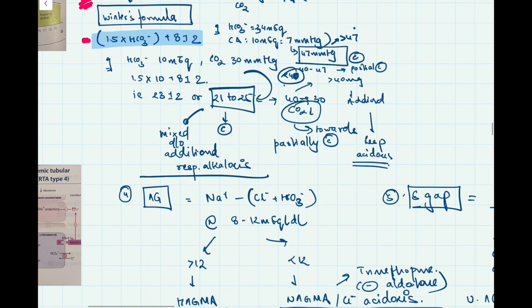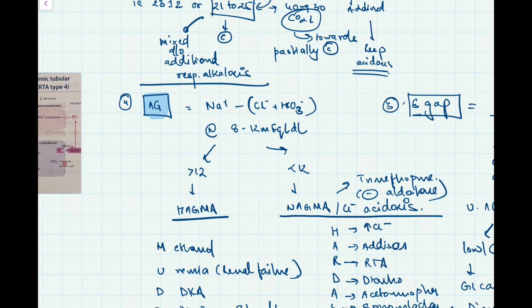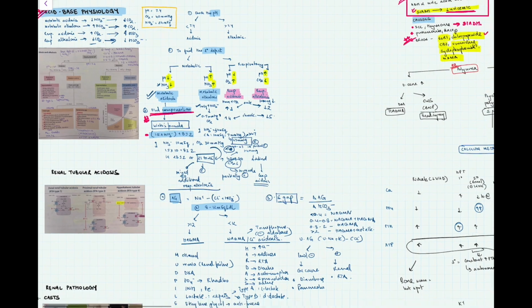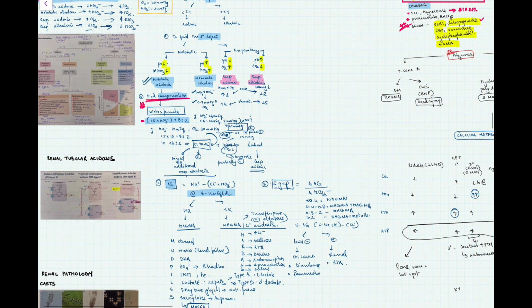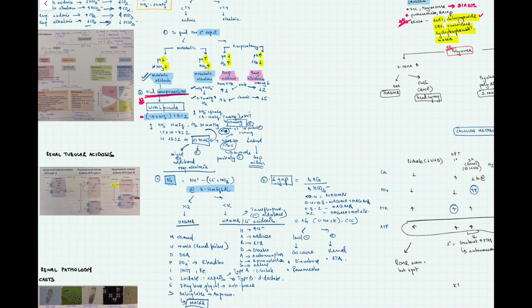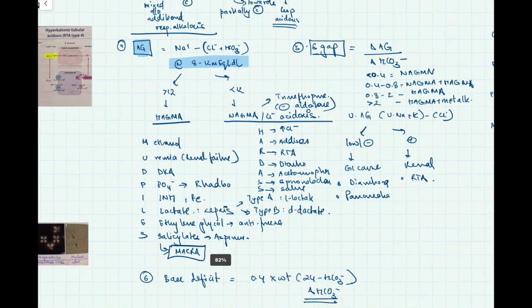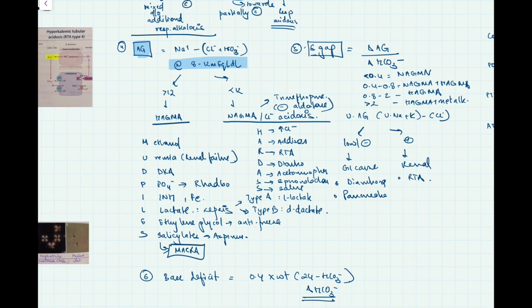Next, after compensation, you look at the anion gap to see whether it is HAGMA or NAGMA, right? And the normal anion gap is 8 to 12. If you know up till here, then that is more than sufficient. All the additional points are extra edge points for higher competitive examinations, but in NEET they will ask only up till here only.